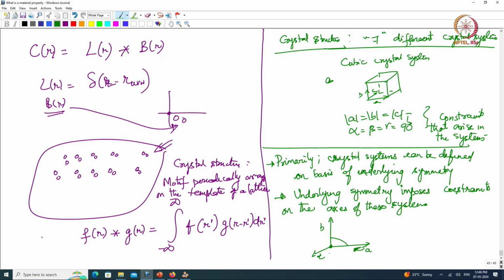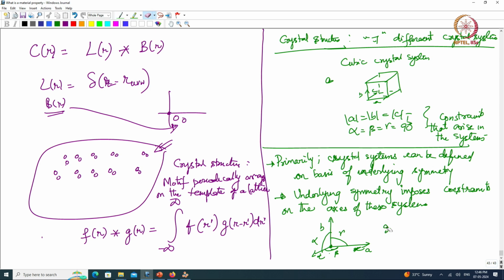The angle between A and B, I am going to call it gamma. The angle between B and C, I am going to call it alpha. The angle between C and A, I am going to call it beta. Okay. So these are my conventions. So angle between A and B is gamma, angle between B and C is alpha, and angle between C and A is beta. Okay. And A, B, C are my coordinate axes in general.